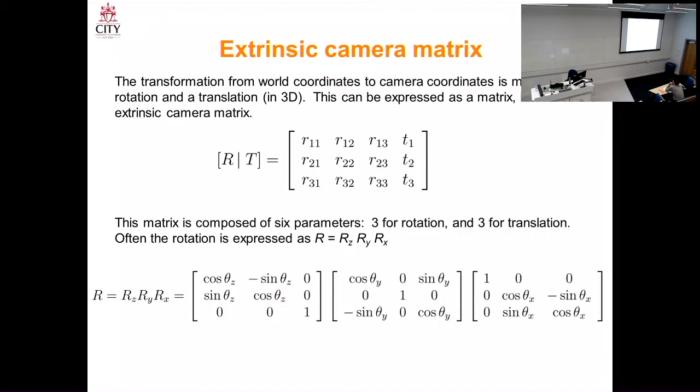So on the left side of the matrix, you've got some rotational components. Okay, this is like a 3x3 matrix. And on this fourth column, there's the translation components.